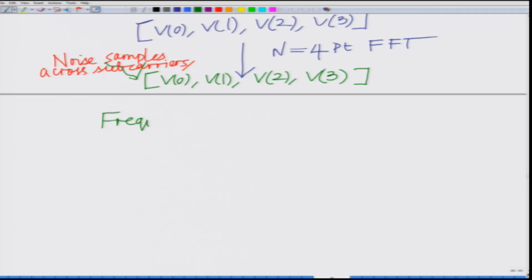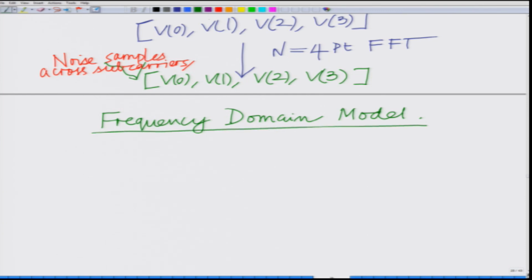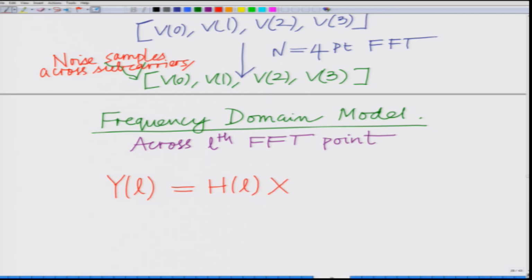Therefore, now what we have is the frequency domain model across the Lth subcarrier, or the Lth FFT point, and that is given as Y_L equals H_L X_L plus V_L. Y_L equals H_L times X_L plus V_L.